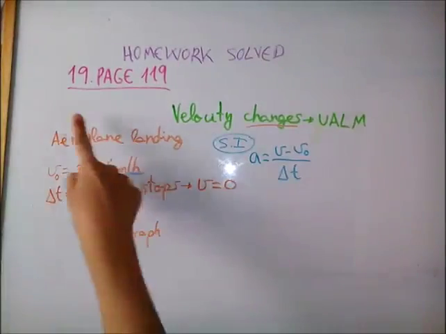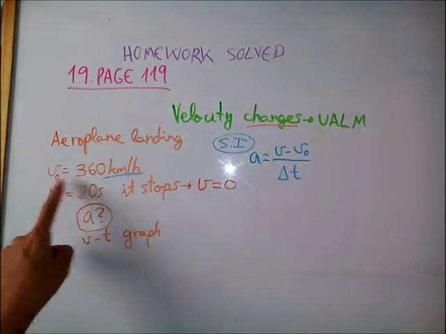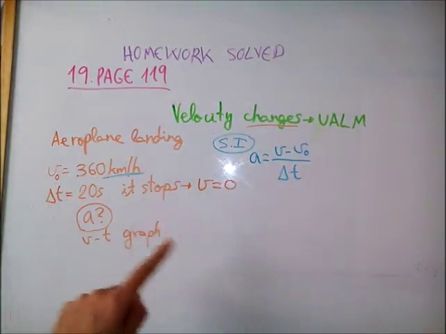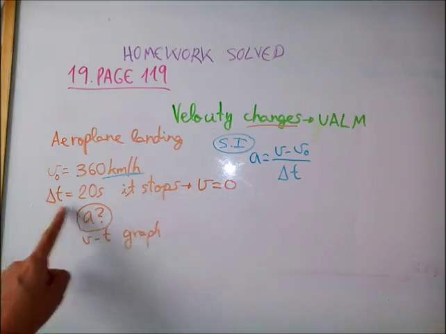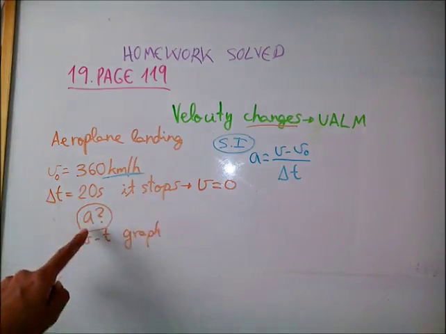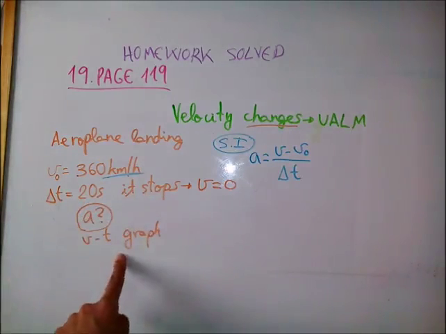Okay, in this problem, number 19, in page 119, we have an aeroplane landing with an initial velocity of 360 kilometers per hour, which stops, that means velocity equals 0, in 20 seconds. They are asking us to determine the acceleration and to draw the velocity time graph.